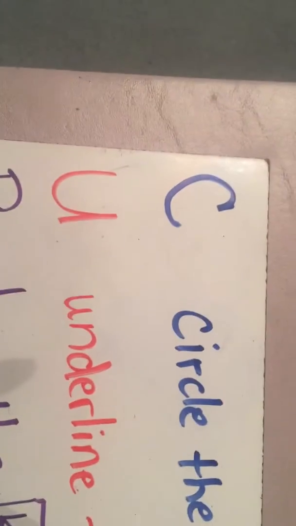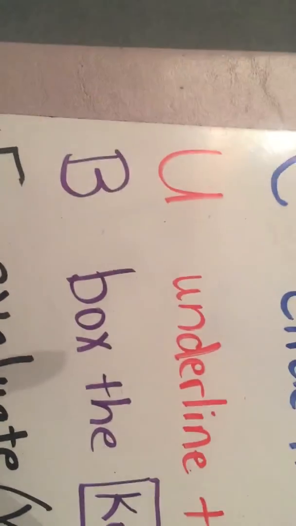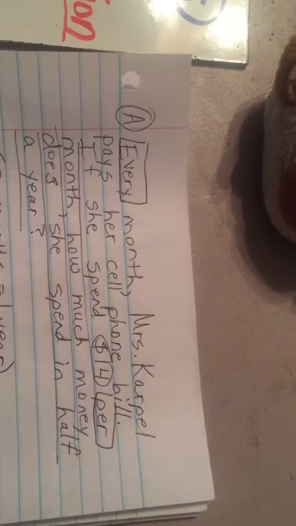Now, the next part is it says underline the question. So the question is, how much money does she spend in half a year? So I underline that. Then we have B, box the key words. Well, I put a box around every for every month and per for per month because every month I spend the same amount on my cell phone. So every month would mean that I would need to repeat that same number.